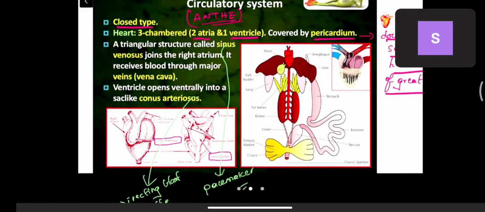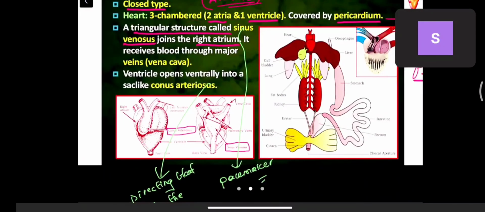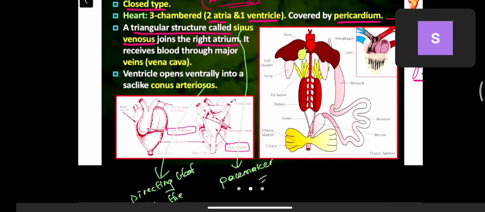So then a triangular structure called sinus venosus joins the right atrium. So on the right atrium you will find a triangular structure which is called sinus venosus. In the figure here you can see this is the sinus venosus. Clear? This triangular structure you are seeing here, this one is called sinus venosus. And what is the function of this sinus venosus? It does the function of a pacemaker.